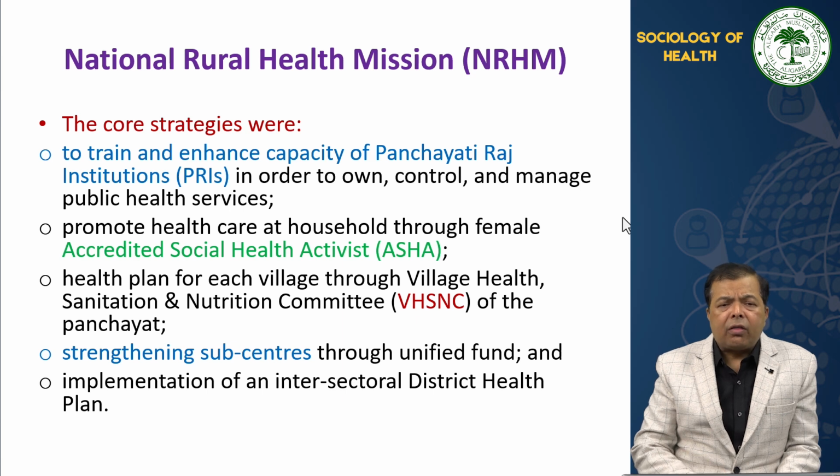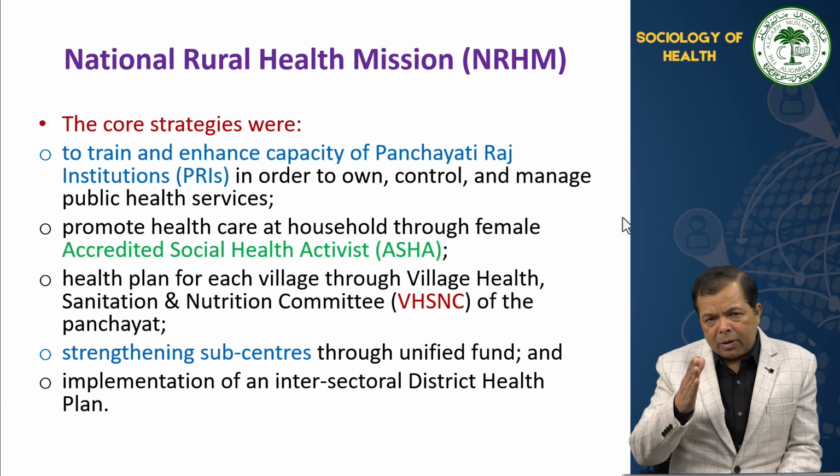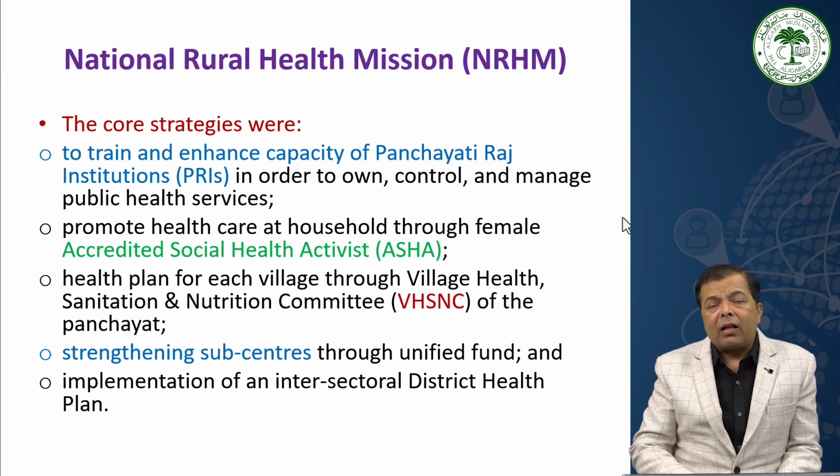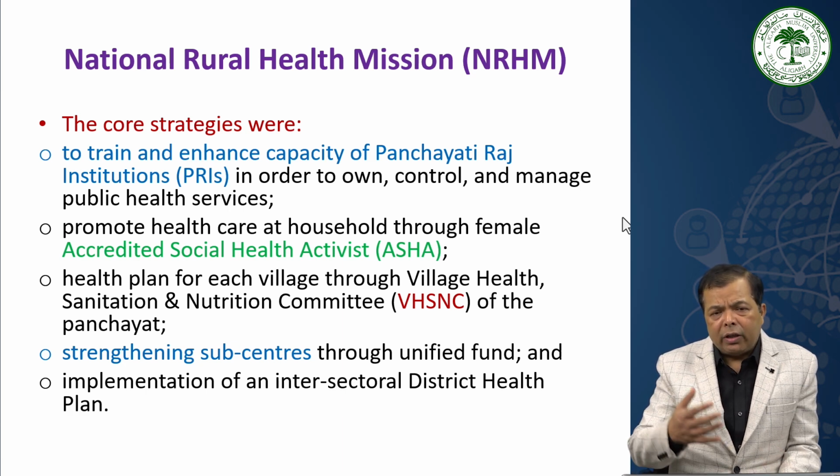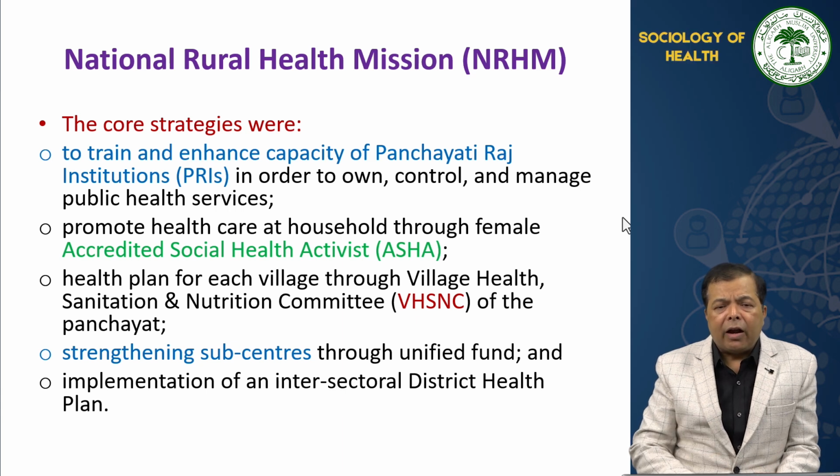Then the core strategies are mentioned here. To train and enhance the capacity of Panchayati Raj institutions in order to own, control, and manage the public health services. Now the Panchayati Raj institutions basically function at the level of political and social requirements, right? So they do not have the kind of understanding of how they can make some kind of intervention in the domain of healthcare, right? So they need some kind of capacity enhancement and training. So that is one of the requirements.